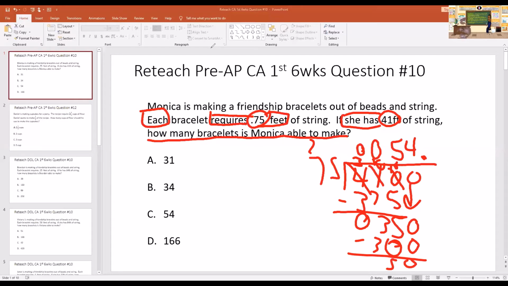But I can stop right now for the simple fact that any decimal that I come up with will be just a fraction of the answer, and we're looking for bracelets, complete strings. Any partial string would not be able to make a bracelet. And the question specifically asks how many bracelets Monica is able to make. So our answer would simply be 54, and we do not have to do any more work. Thank you, and move on to the next problem.